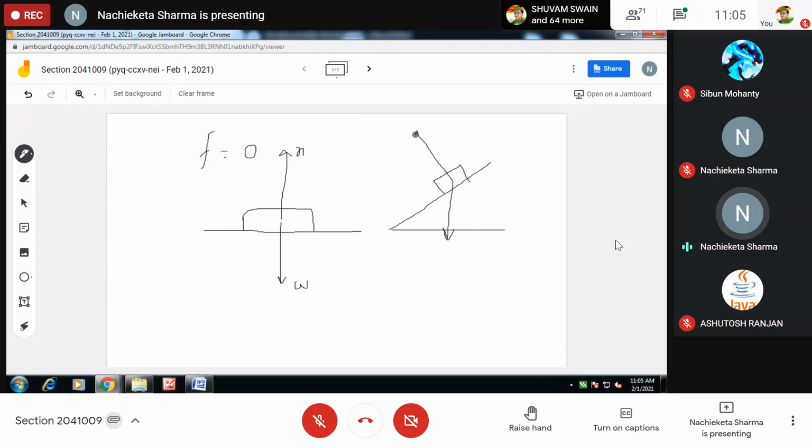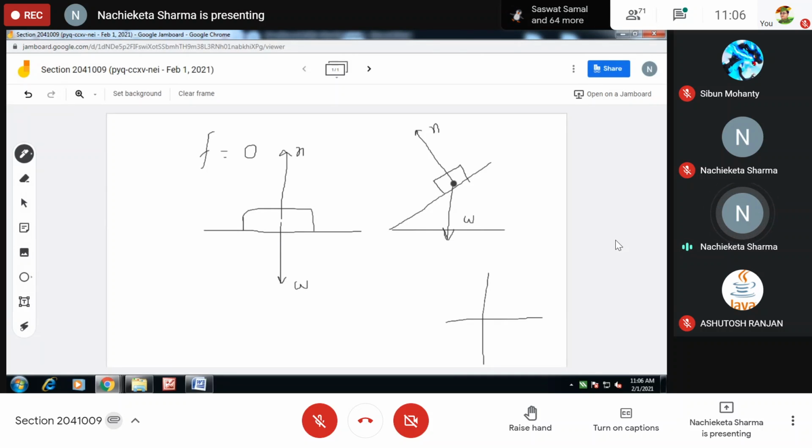And I have told you very categorically that when you are doing the banking of a car, then you have to take horizontal and vertical axes. But when you are doing this type of inclined problem, it is always better to take axes parallel to your inclined surface, isn't it? And perpendicular to the inclined surface. So this is my N and this is my W. In this case, I am going to resolve W into two components. In the earlier case, in the banking of the curve, I was resolving N into two components. So you have to be careful about those two things.